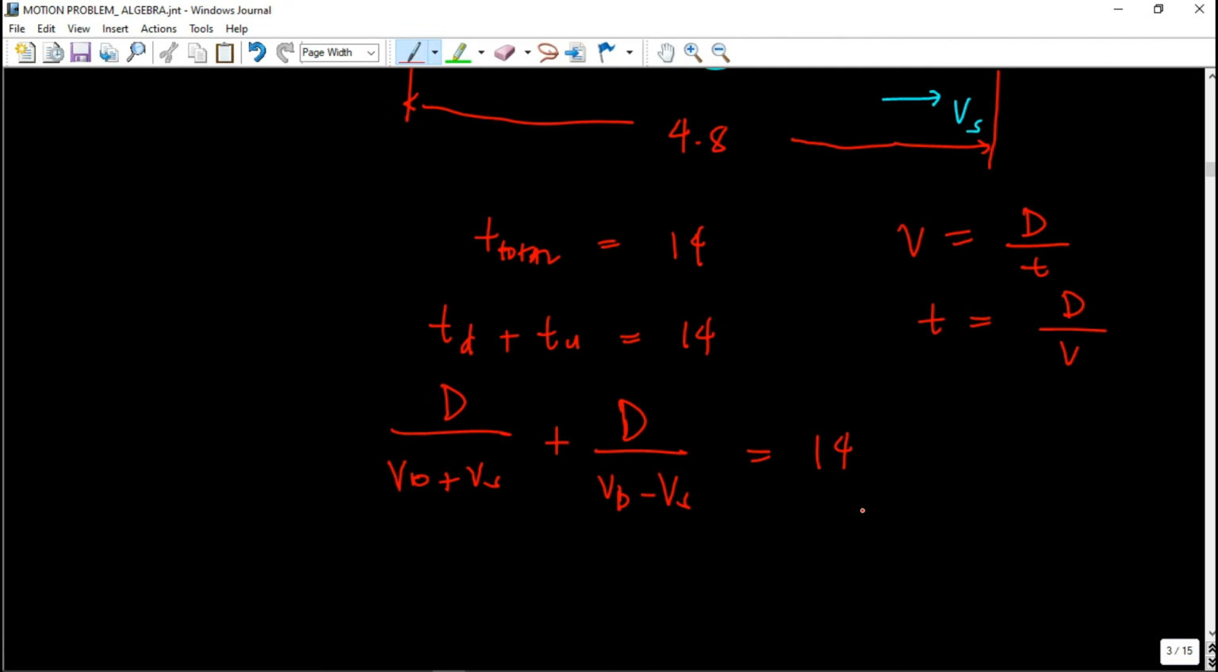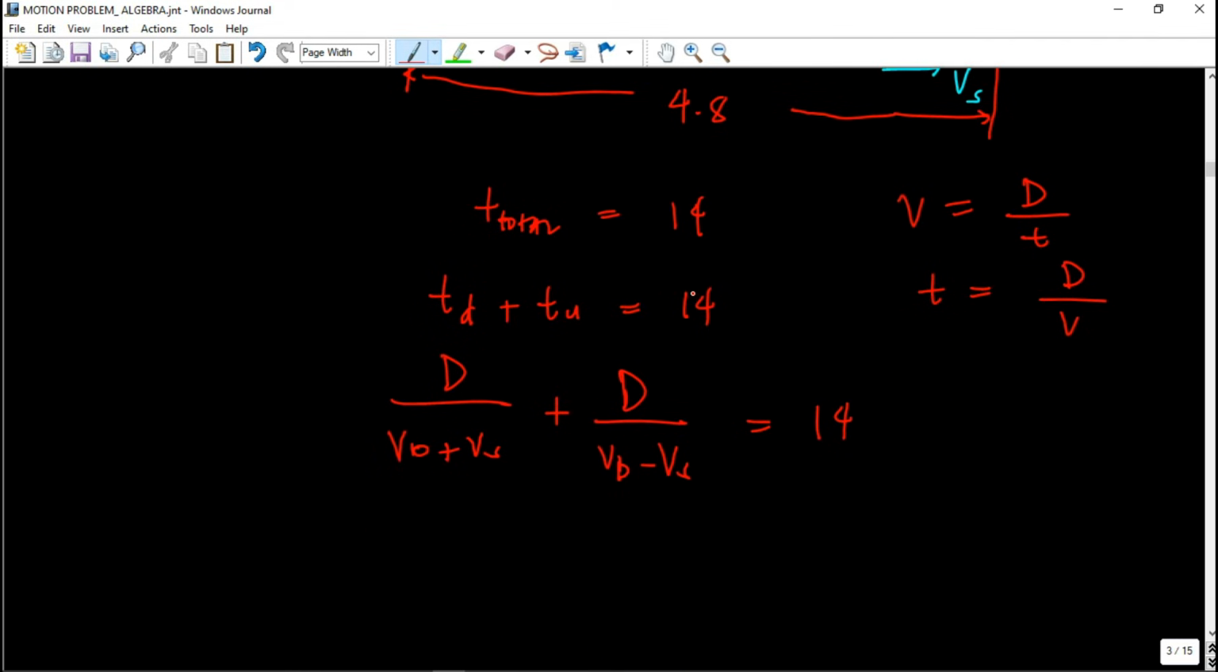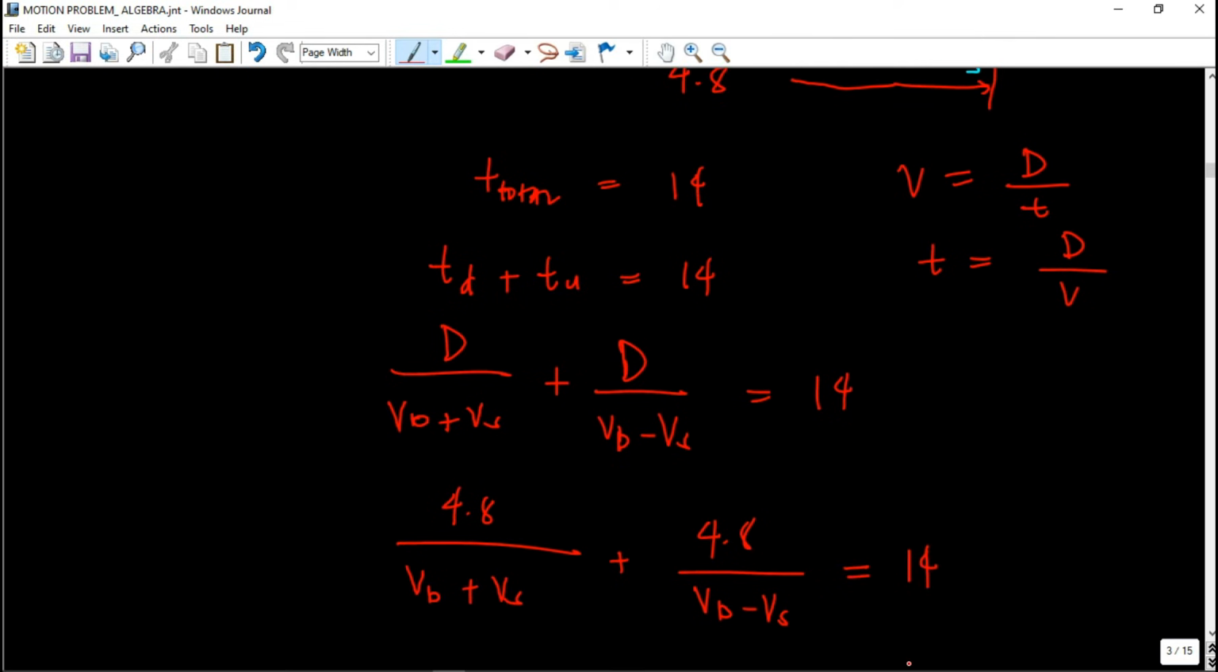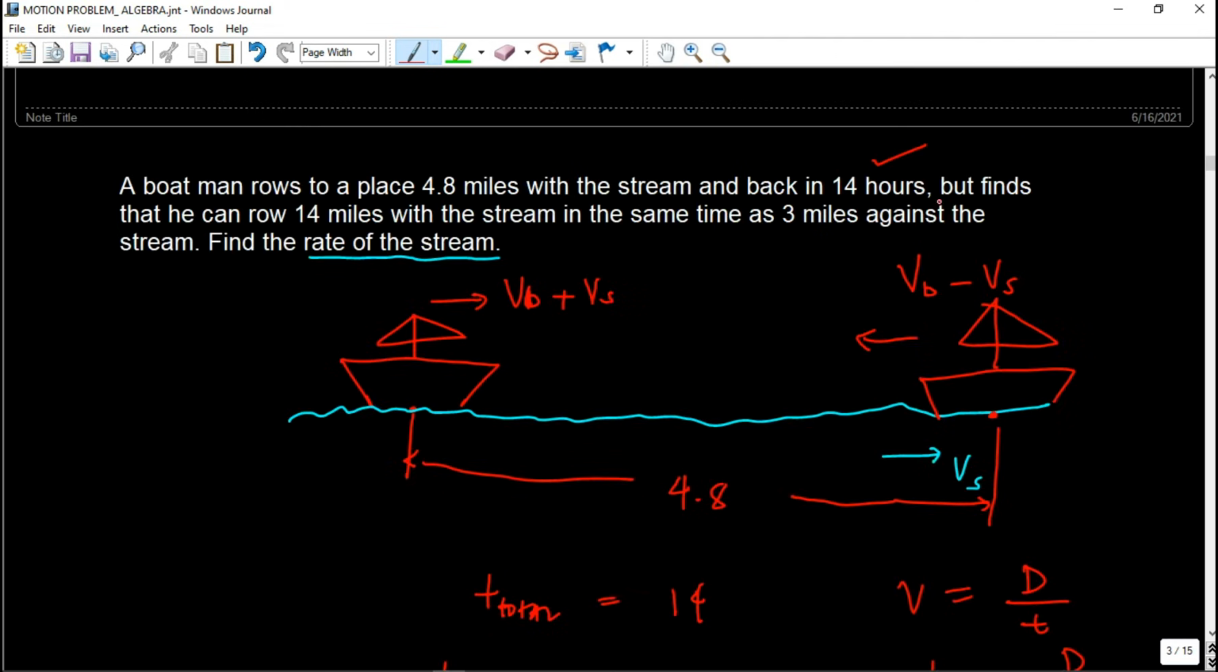Okay, substitute natin yung mga values. So, we have here, the distance is, that is 4.8. Okay, 4.8 over V sub B, velocity of the boat, plus velocity of the stream, plus 4.8 all over velocity of the boat minus velocity of the stream equals 14 hours. So, notice here that we have two unknowns. So, kailangan pa natin ng isang equation. Okay, so let's formulate that in this statement.